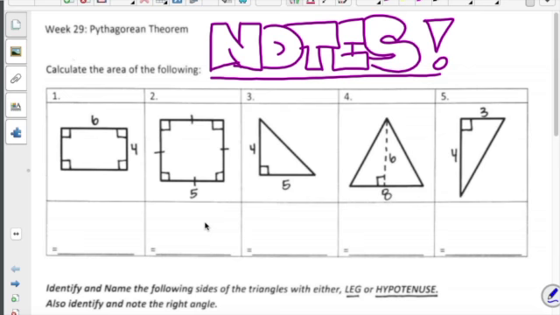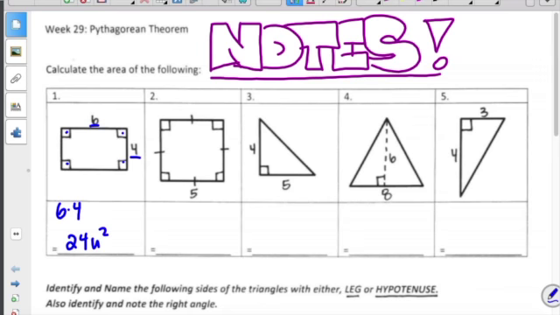Number one is a rectangle. That's four 90-degree angles. To find the area of a rectangle, we multiply length times width. So 6 times 4. 6 times 4 is 24, and we don't have a unit, so we're just going to put units squared.